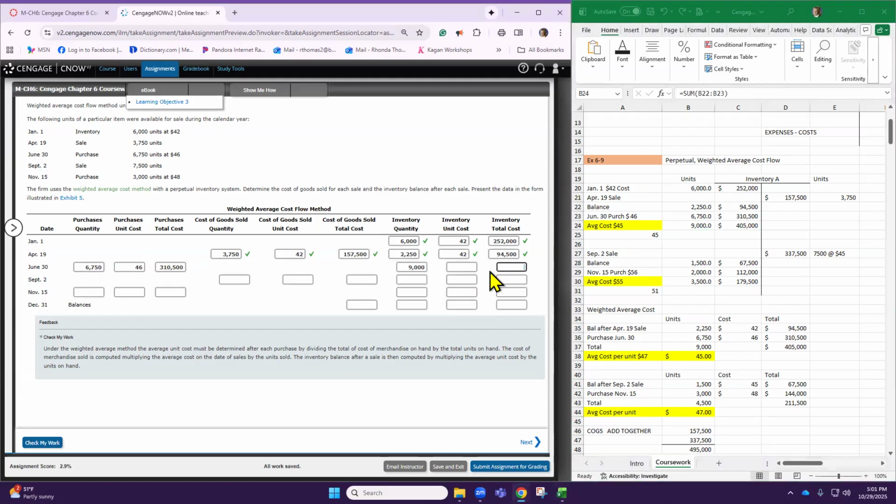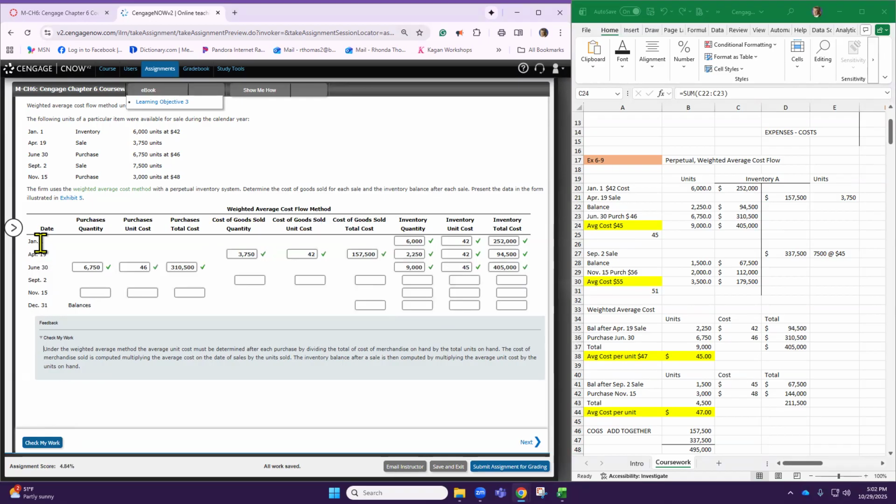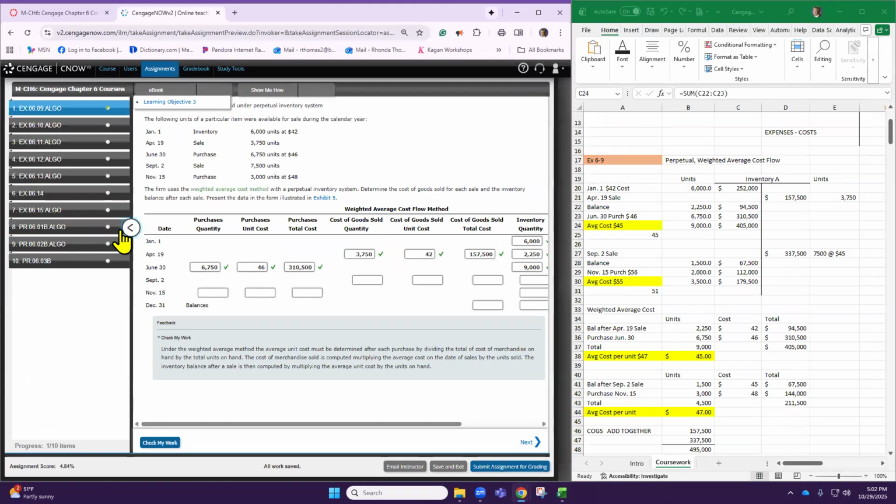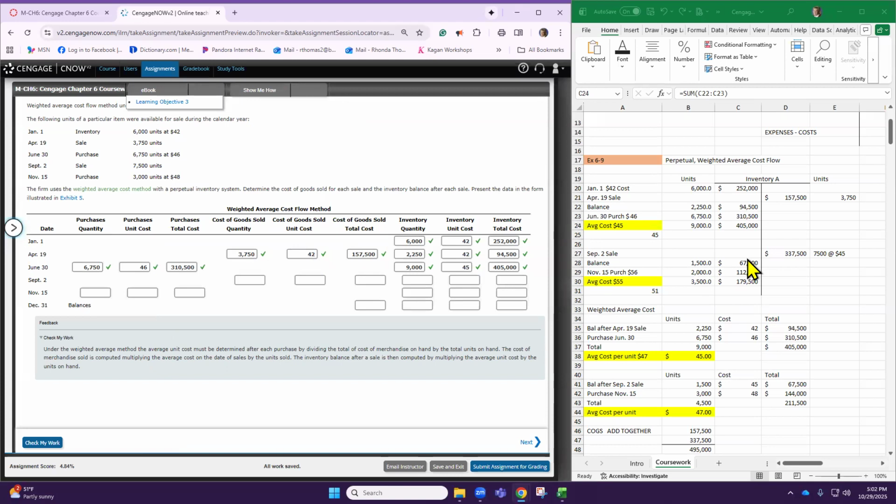Then you add the totals together, 94,500 plus 310,500, and you get a total of 405,000. Now you can do your division. When you take this total dollar value and divide by these number of units, you get $45 as the average cost. I think you're going to have different numbers because this is an algorithmic problem, so you're going to have to do the math.